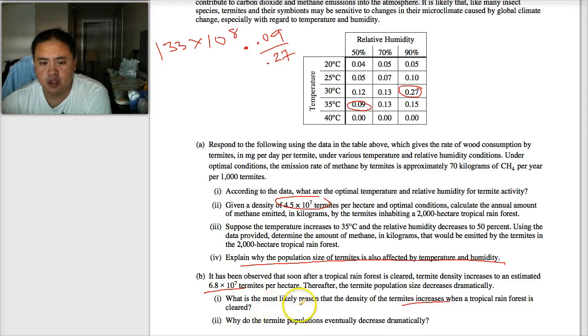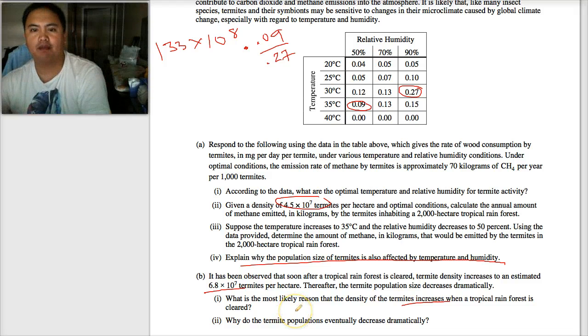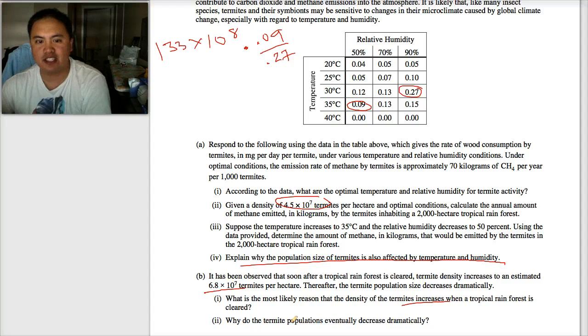It's very simple. If you clear a rainforest, now you have all these trees on the floor. You basically have an abundance of food. So now all these termites are going to go crazy because now all this extra food is on the floor because we just cleared it. Okay. Why do the termite populations eventually decrease dramatically?